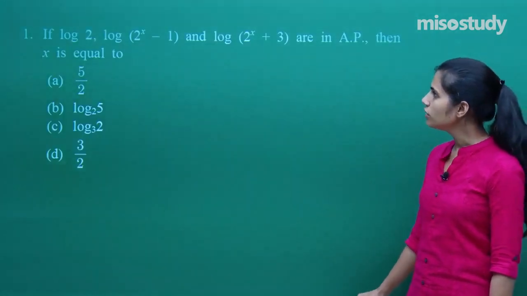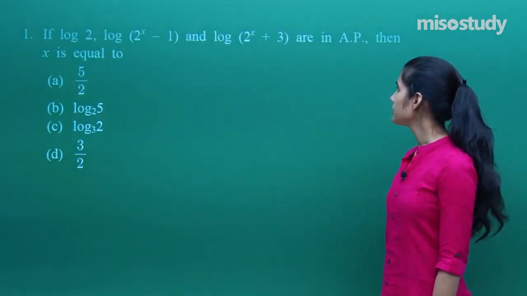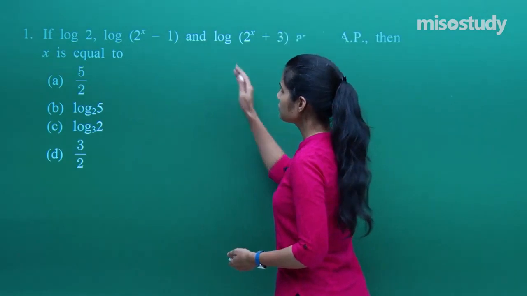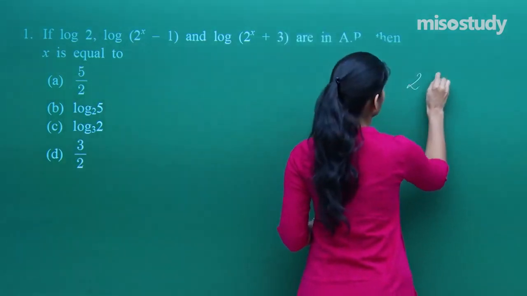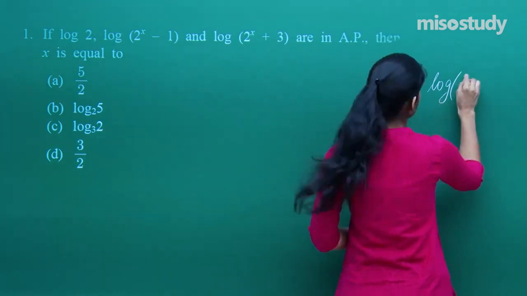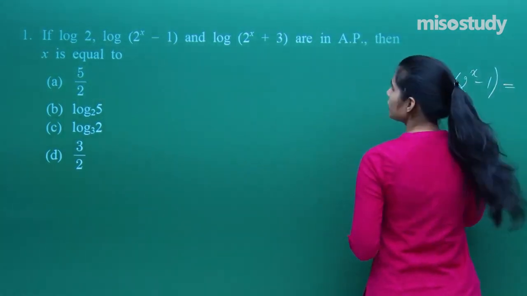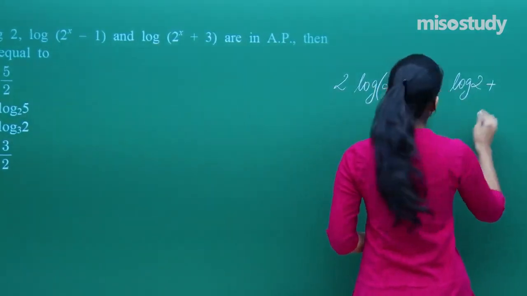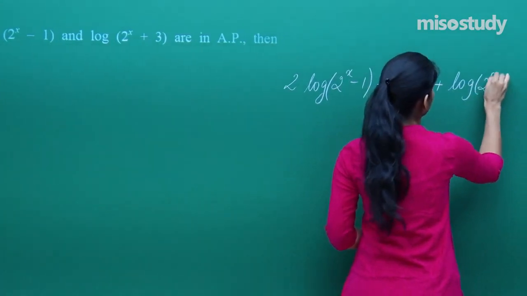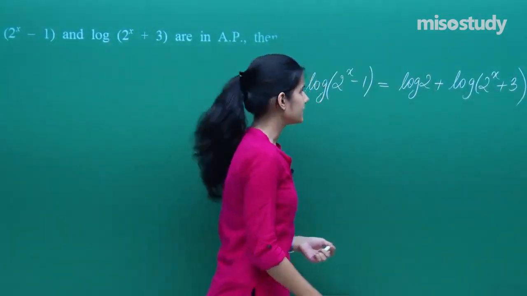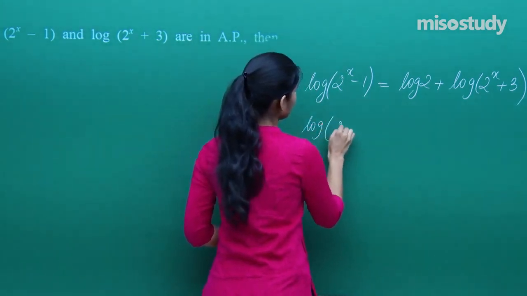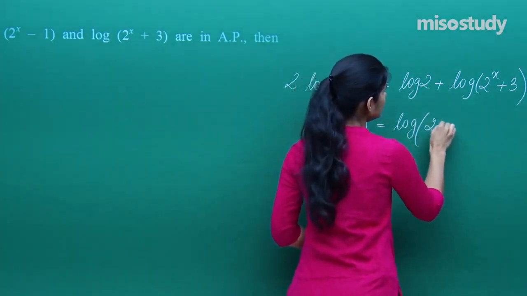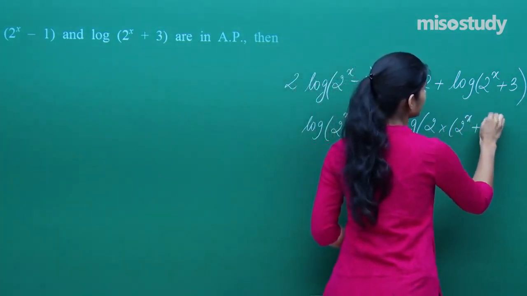First question is, if log 2, log of (2 to the power x minus 1) and log of (2 to the power x plus 3) are in AP, then what is the value of x? The very fact that these three terms are in AP means that twice of log of (2 to the power x minus 1) is equal to log 2 plus log of (2 to the power x plus 3). Right, so from here you get log of (2 to the power x minus 1) whole square equals log of 2 into (2 to the power x plus 3).